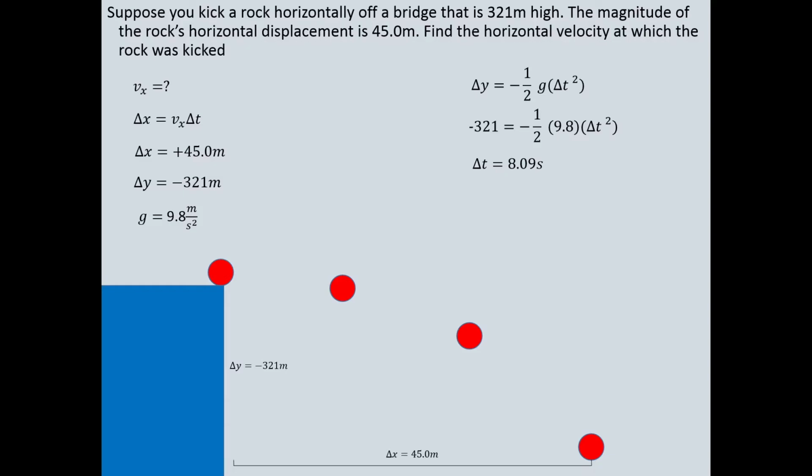It is important to note that time is a shared variable in both the x and y kinematics. Since time is now known, the horizontal velocity can be solved. 45.0 equals the horizontal velocity times 8.09. The horizontal velocity of the rock is positive 5.56 meters per second.